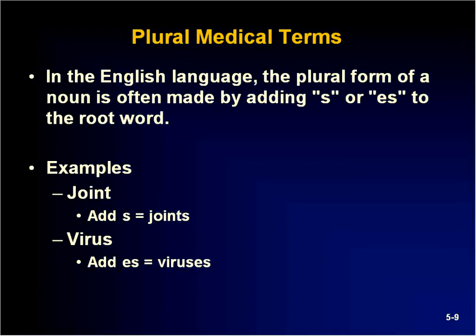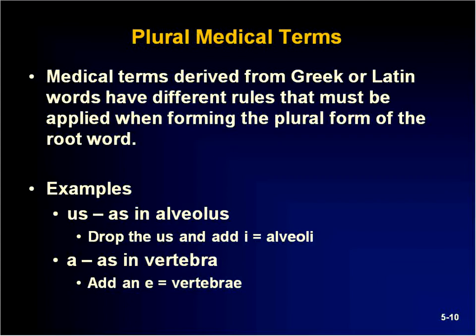You can see sometimes we'll need to make these terms plural. In the English language, the plural form of a noun is often made by adding s or es to the root word. For example, from joint we have joints, J-O-I-N-T-S, and virus, we can make that viruses by adding es. However, medical terms that derive from Greek or Latin words have different rules that may be applied when forming the plural form of the root word. Examples: for alveolus, we change the ending, which makes alveoli, or vertebra, we add an e at the end of it, which makes it vertebrae.